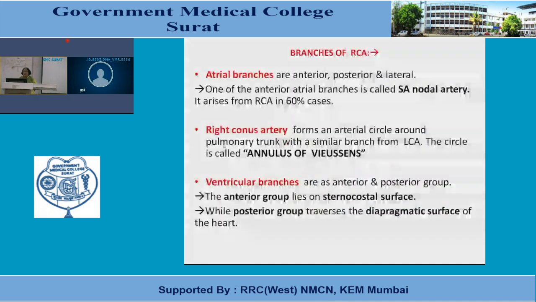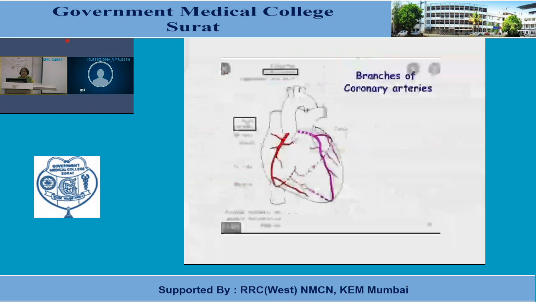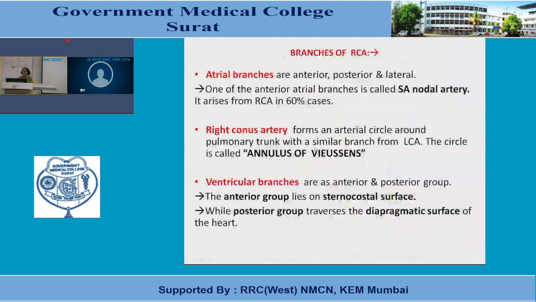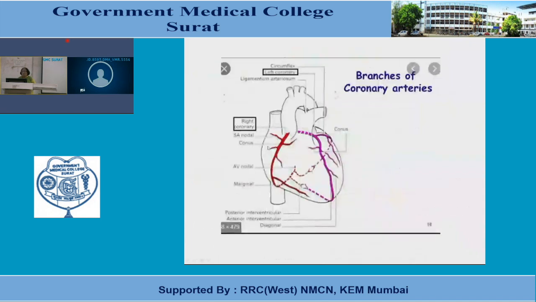Then the right conus artery forms an arterial circle around the pulmonary trunk with a similar branch from the left coronary artery, and the circle is called the annulus of Vieussens. So here you can see the diagram. Another conus branch is going to form the circle around the pulmonary trunk. This is the pulmonary trunk, which gives rise to the two pulmonary arteries.